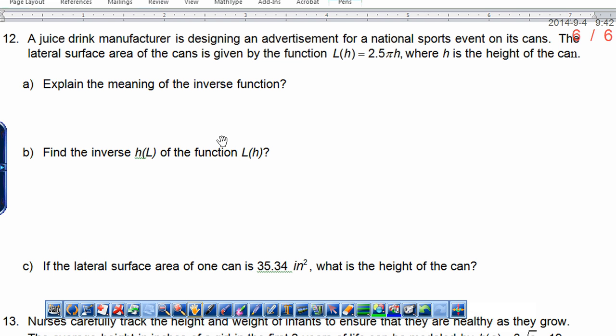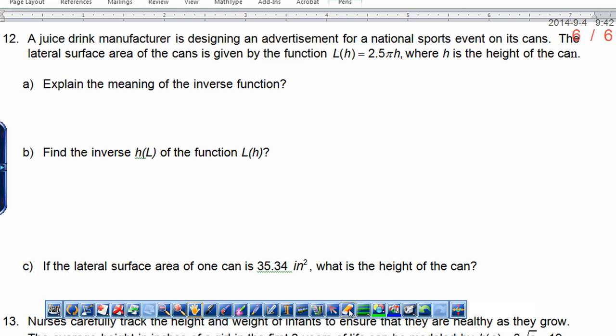We are given a can for sports drink, and we're given the formula for the lateral surface area. This right here means L of H. So we mean that as the lateral area as a function of H, meaning you're going to plug in H and you're going to get out the lateral area. Everyone okay with what that means? Okay. So our independent variable here is H, right? That's what we plug in. And what we get out is the lateral area.